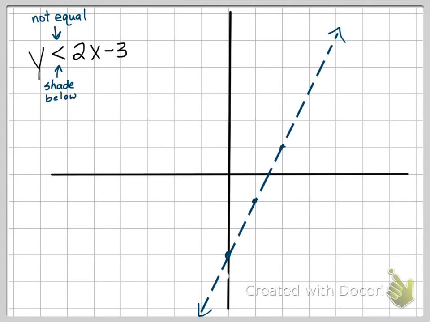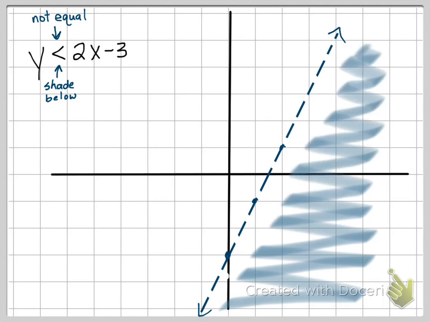It's less than, which tells me I need to shade below this line. So if I put my finger on this line and move it straight down, that's the side I have to shade. Okay, so I'm going to shade this side, and I have the graph of this inequality. The other way to check which side you shade is you can always test the origin, because it's pretty easy to test. 0, 0, and you can see if it's true.